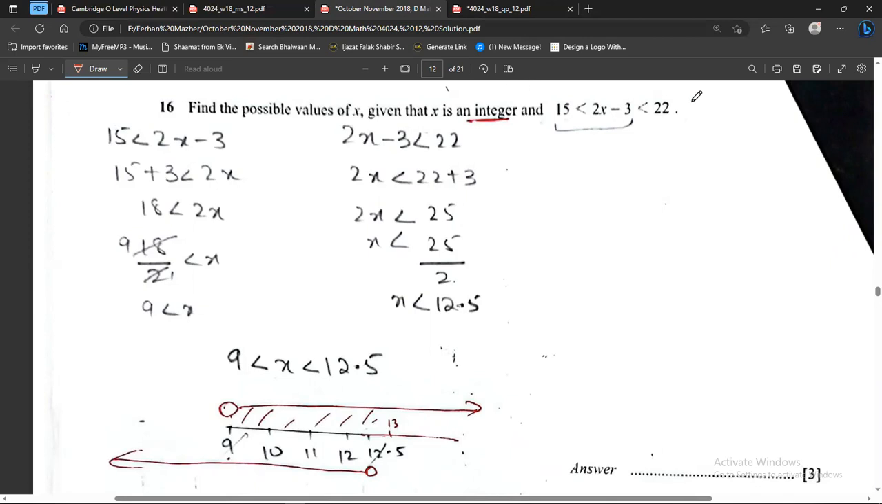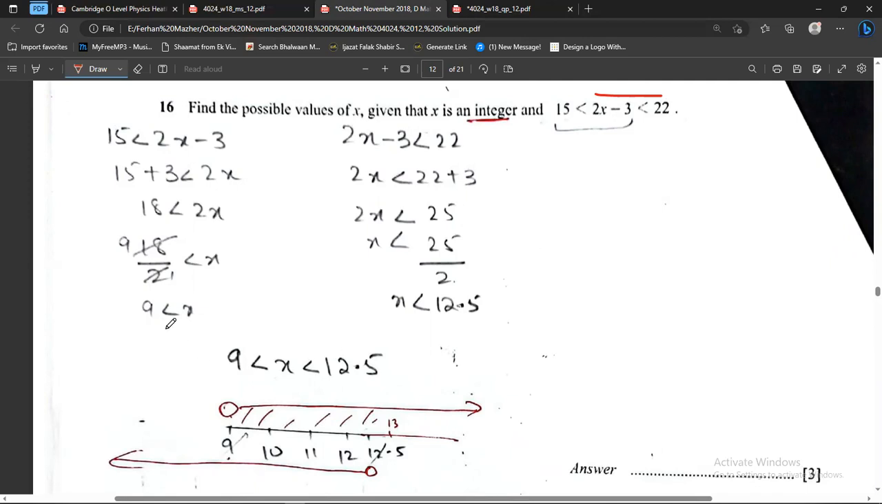Then I will solve the other portion. 2x minus 3 is less than 22. So 2x is less than 22 plus 3. 2x is less than 25. So x is less than 25 by 2. So x will be less than 12.5.